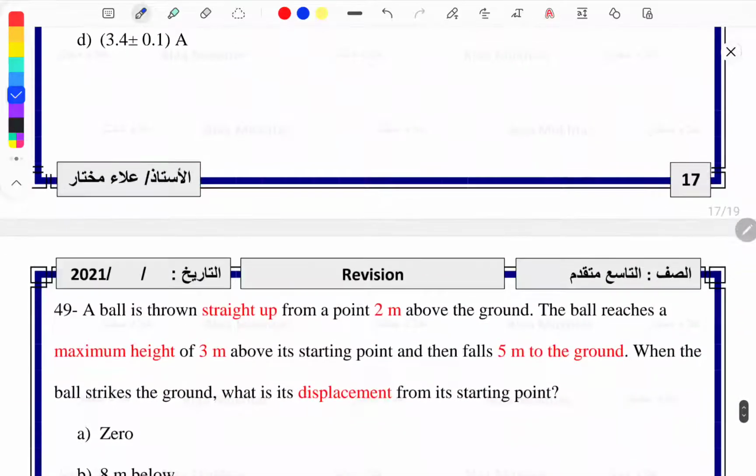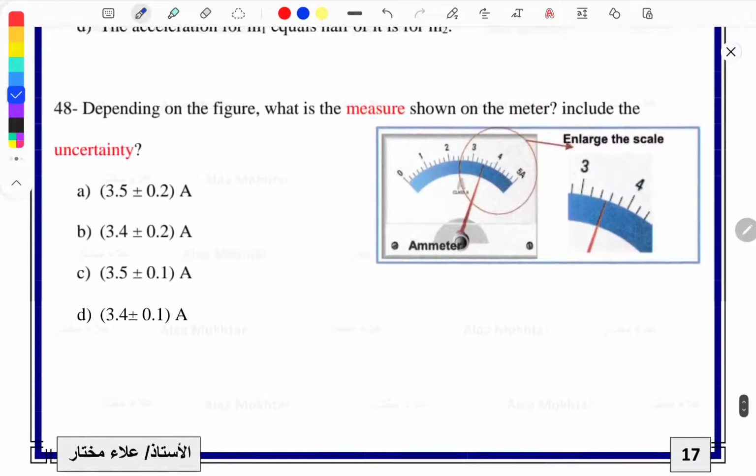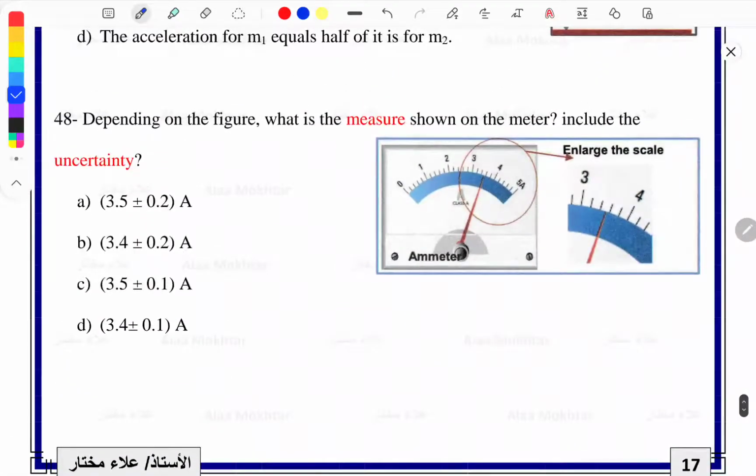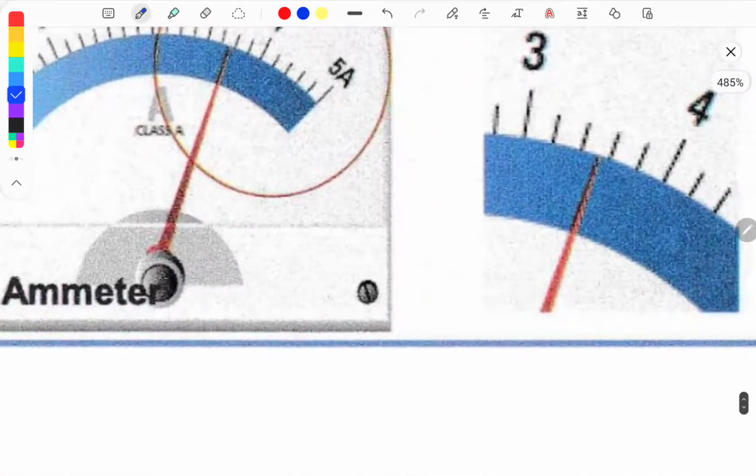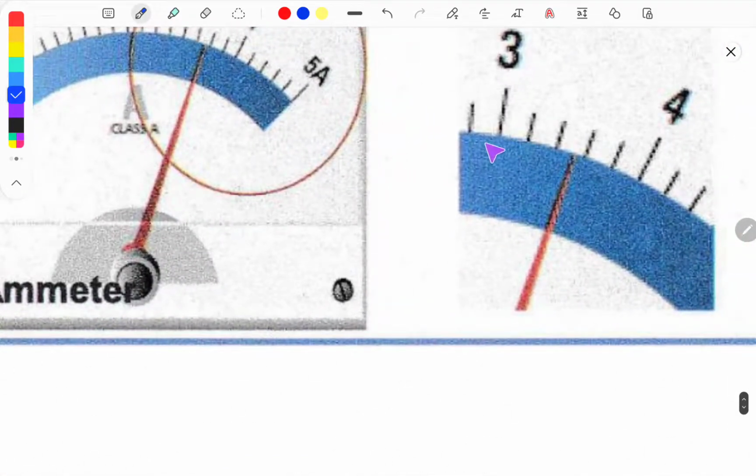The last, not last question. This is the reading, depending on this one. If you look, this reading is what? 3.5. Is it correct? Yes. In the middle between 3 and 4, it will be 3.5. This is the accurate reading.